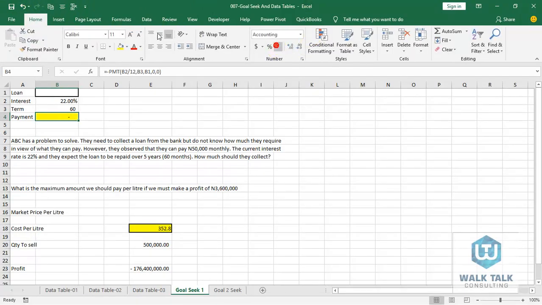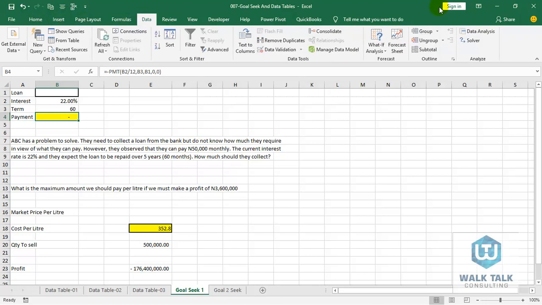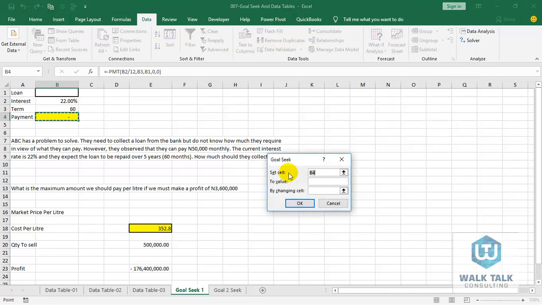Now, what you need to do, we are looking for the loan that you are going to collect that will help us to achieve a 50,000 naira monthly payment. So I go to Data and say What-If Analysis, that is GoalSeek. Now set cell. What cell am I setting? It is my objective. The set cell is my objective.